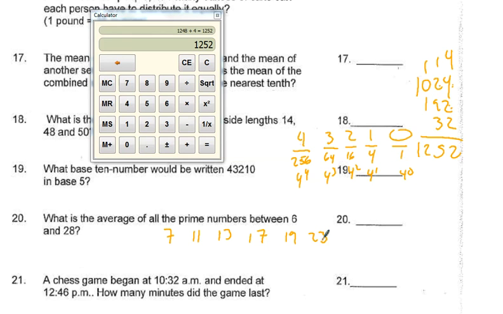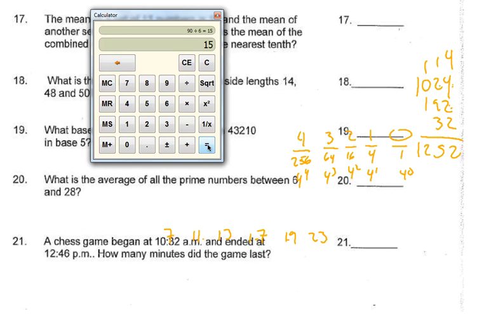So what is the average? So we need to add all these together. So we have 7 plus 11 plus 13 plus 17 plus 19 plus 23. I get 90. I have 1, 2, 3, 4, 5, 6. So 90 divided by 6, I get 15.